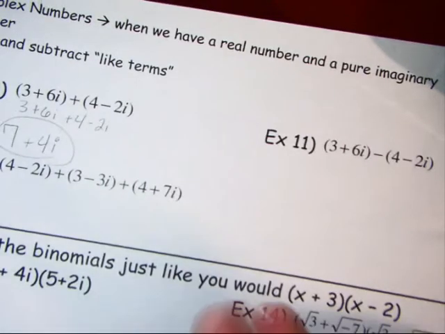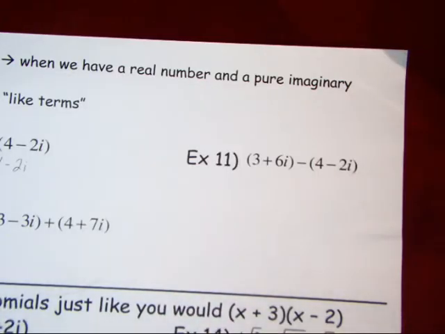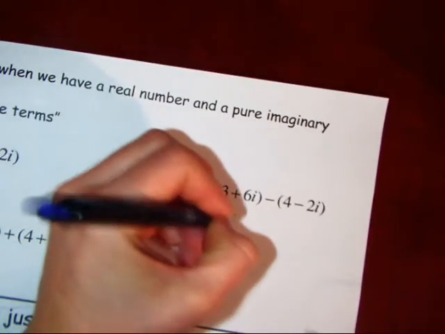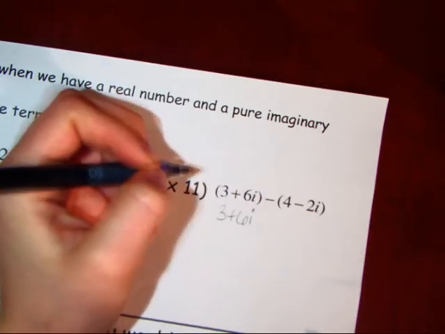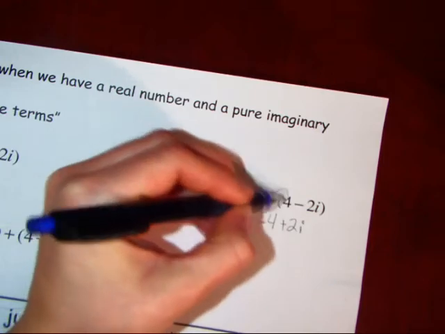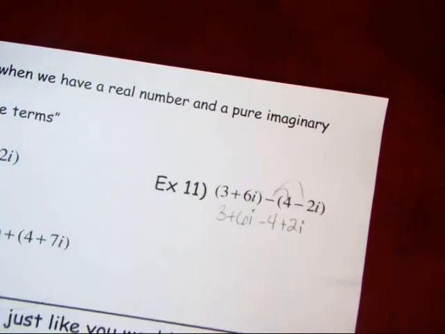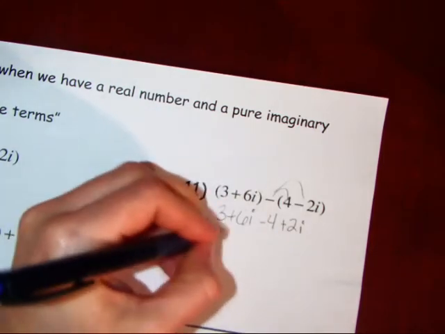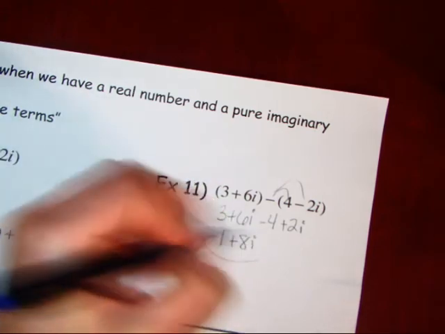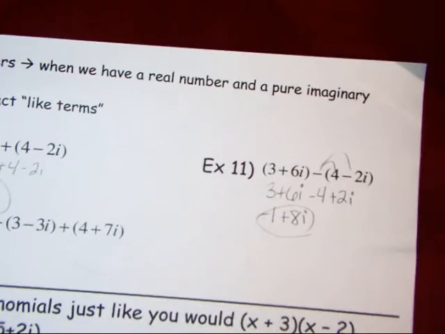Let's look at 11. Now on number 11, the only trick, and it actually doesn't have anything to do with imaginary numbers, the only trick is you have to distribute your negative. So we get 3 plus 6i minus 4 plus 2i. That's not that bad. You guys can do that. Distribute your negative. 3 minus 4 is a negative 1. 6 plus 2 is a positive 8i. Again, that's really all there is to it.